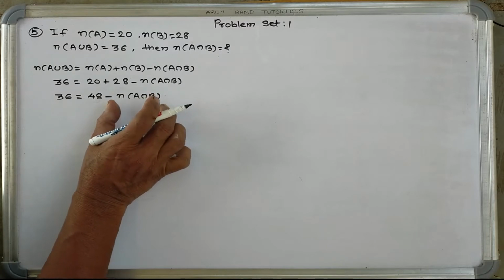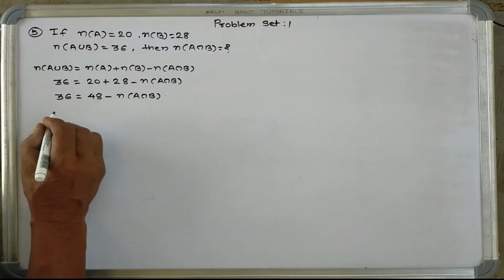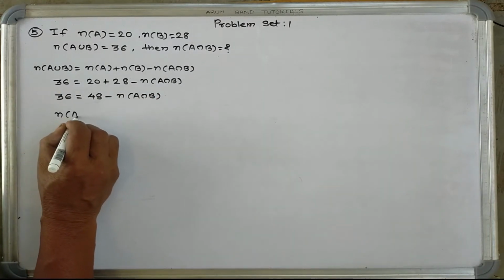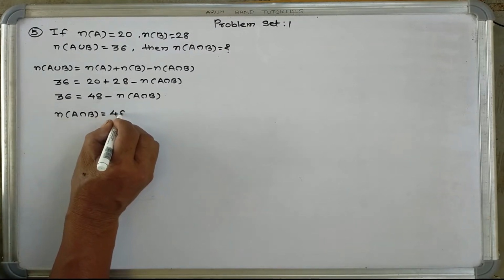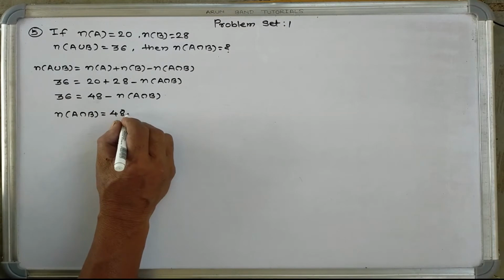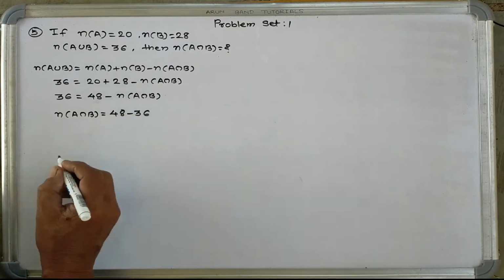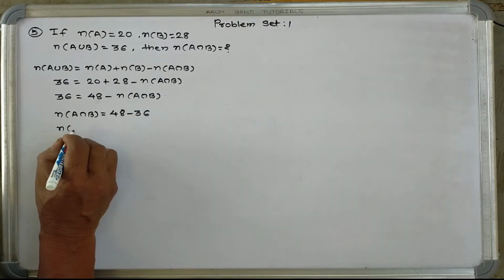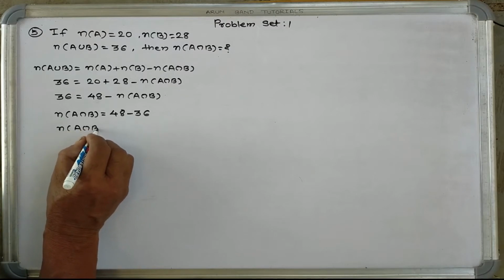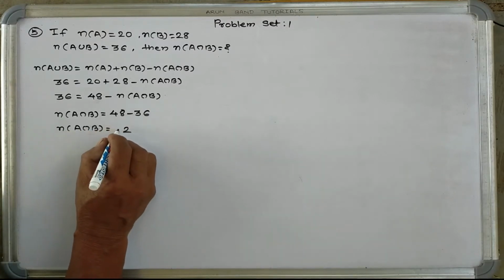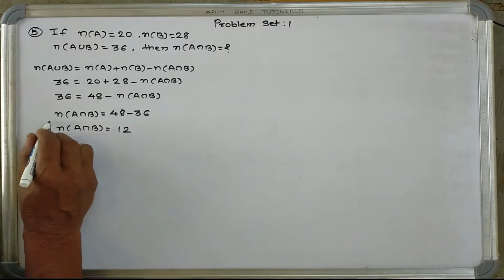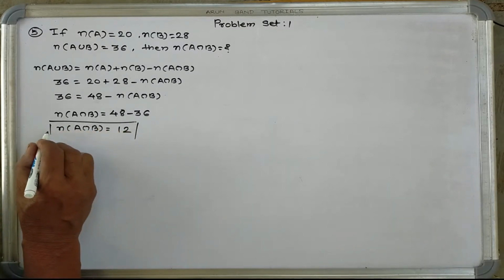Here we have to find out n of A intersection B. So this is 36 equal to 20 plus 28, that is 48 minus n of A intersection B. We will take this term to the left hand side. So n of A intersection B will be equal to 48 minus 36 on the right hand side. So n of A intersection B is 12.